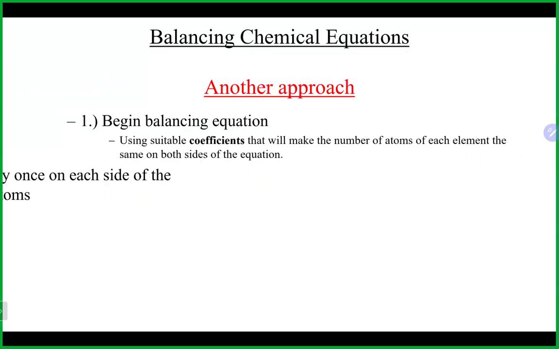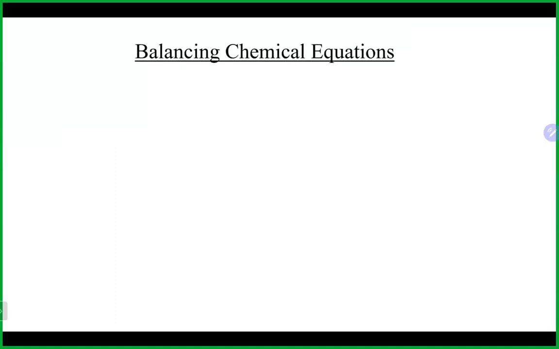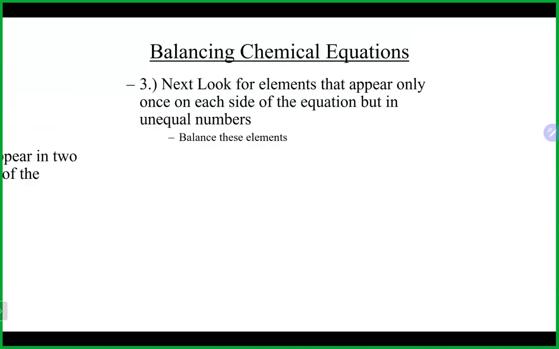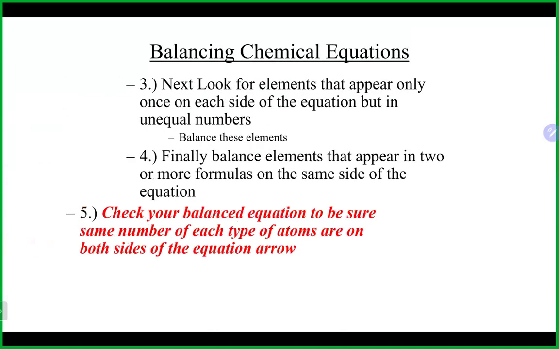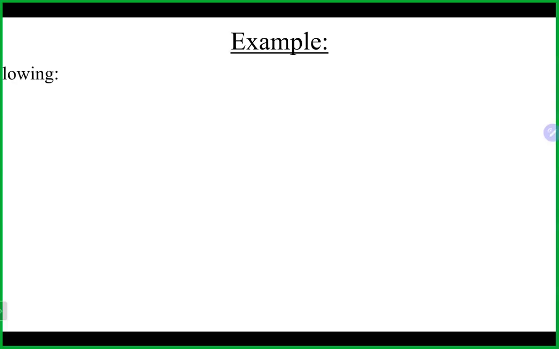Here's another approach, which is beginning with coefficients where the elements are on the same side of both equations. Also, formulas of these elements have the same coefficients. You then can look for elements that appear only on one side, and then finally make sure that you're balanced. So here's another approach if you want to look at it. That's really more practice, I think, will be good. So let's take a look at one here together.